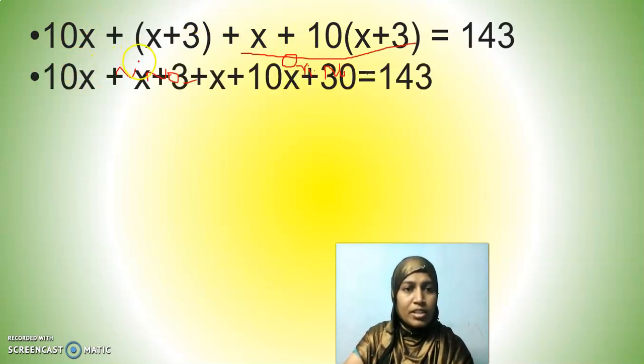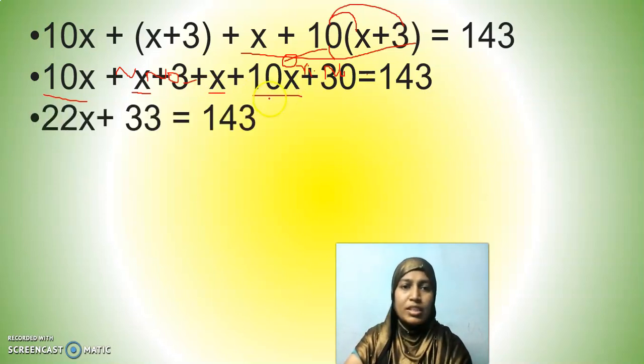10x will be written as it is, x plus 3 as it is, plus x as it is. When I come to this bracket, I have to multiply 10 into x, 10x, 10 into 3, 30. I got 30 and here this 10x. Okay, and which is equal to 143. Now club all the x's. Here 1x, 10x plus 1x, 11x, 11 plus 1, 12x, 12 plus 10, 22x.